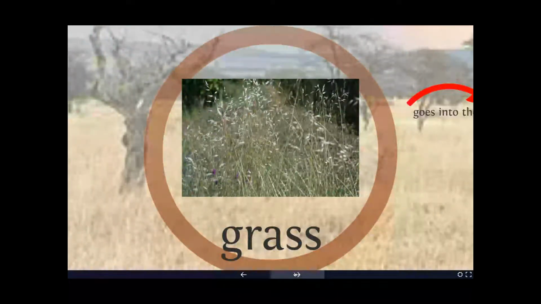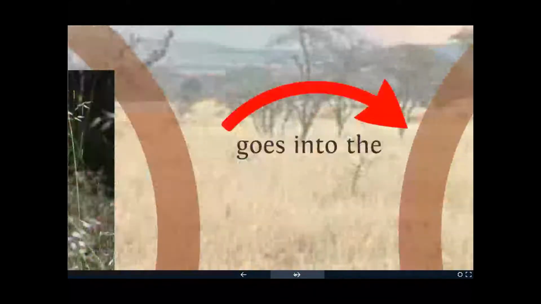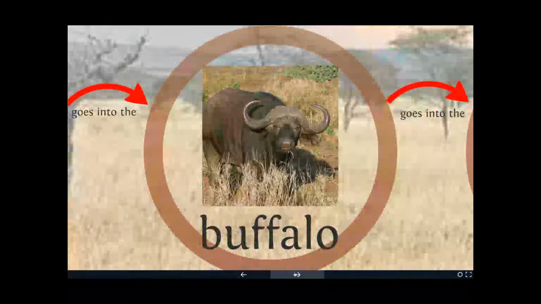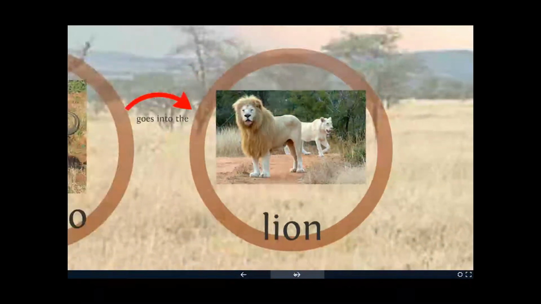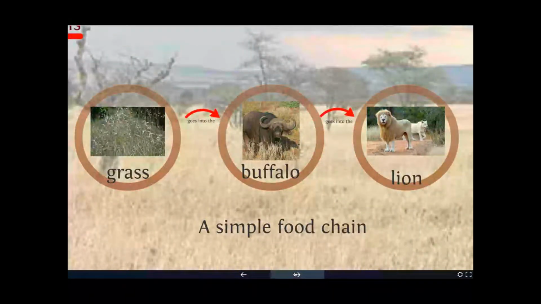You might have seen in the environment there was a whole bunch of grass, and then there were some buffalo that were eating the grass, and then along came a lion that tried to eat the buffalo. So a food chain is just a diagram showing basically who eats who. The grass is getting eaten by the buffalo, and the buffalo is getting eaten by the lion.